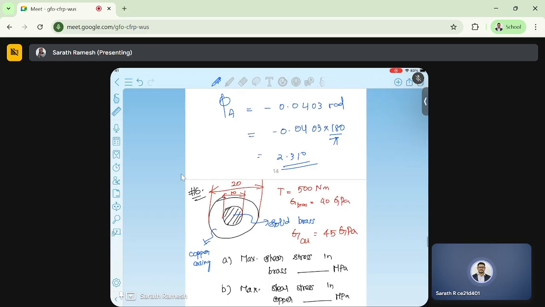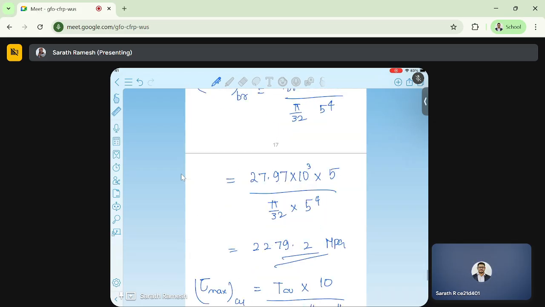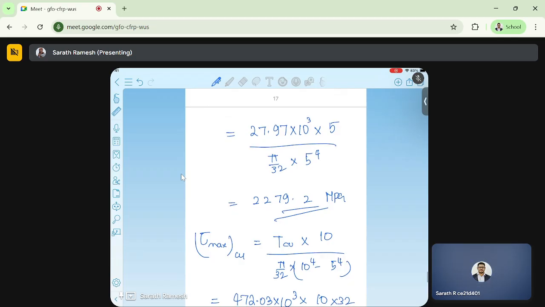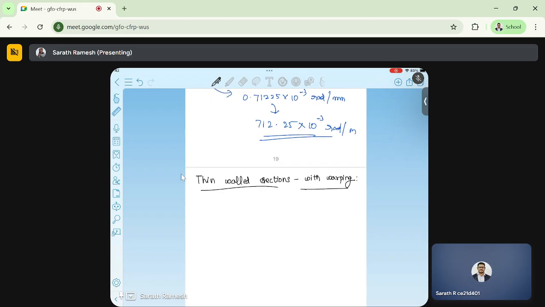Yeah, we have one more to see, that is one related to thin wall sections with warping. This problem is related to thin wall sections with warping. Okay. So here there will be a change in the formula, because we cannot use that formula.